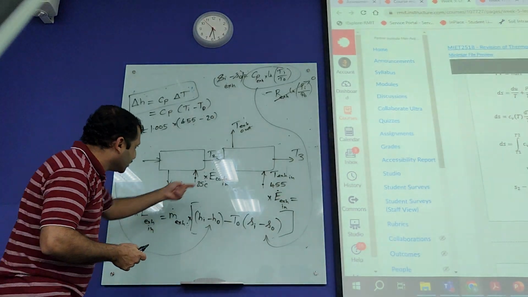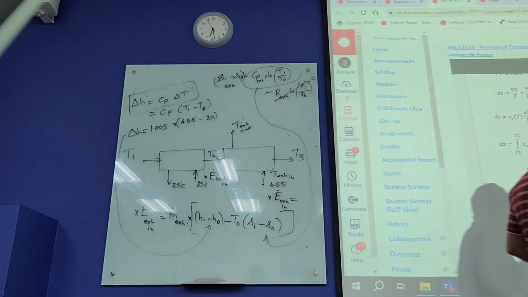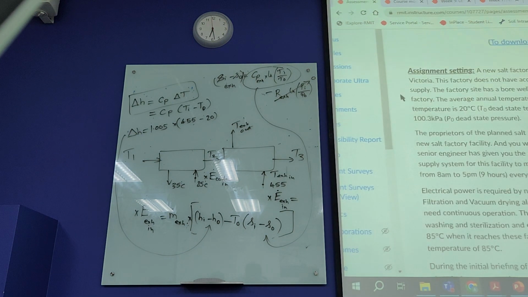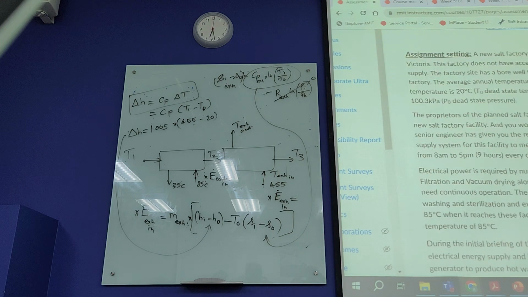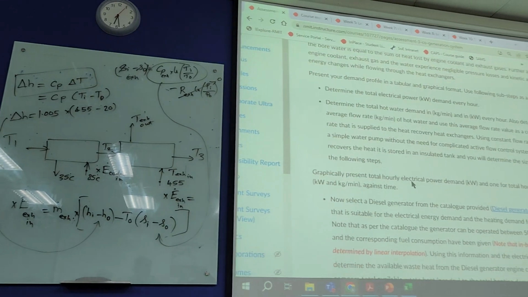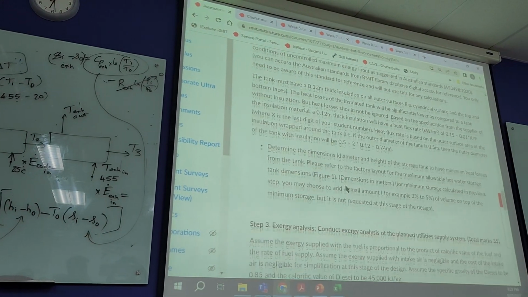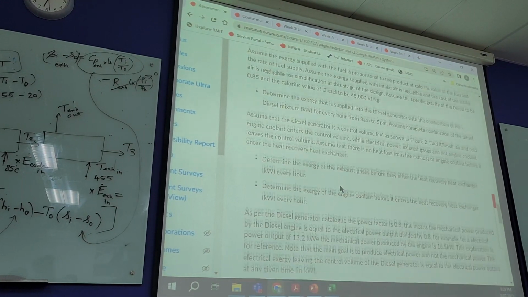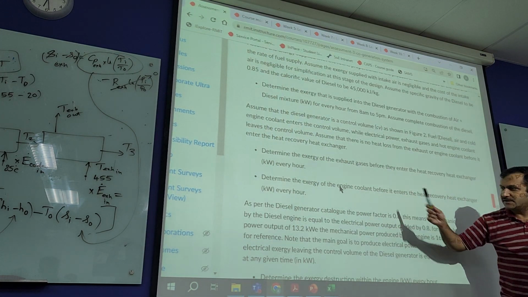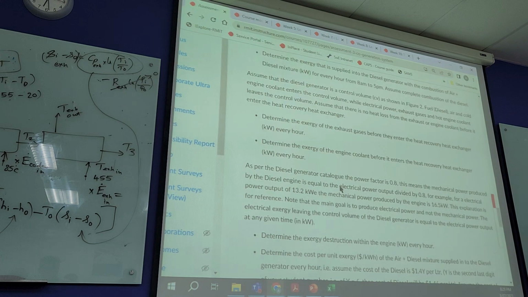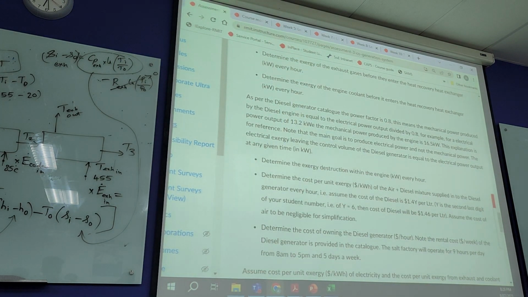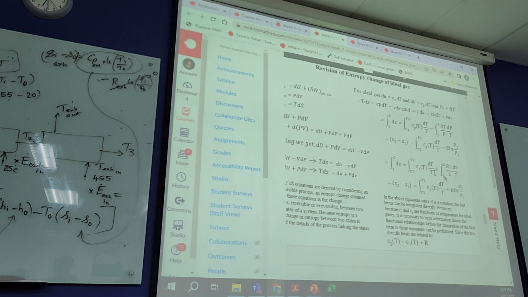Once you know each one of those exergies, and then if you go through the questions, so determine the exergy of exhaust, determine the exergy of coolant. After that, you go determine the exergy destruction. Now for exergy destruction, you're going to week 7.